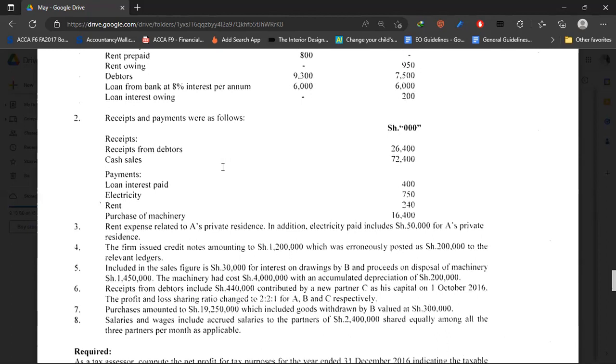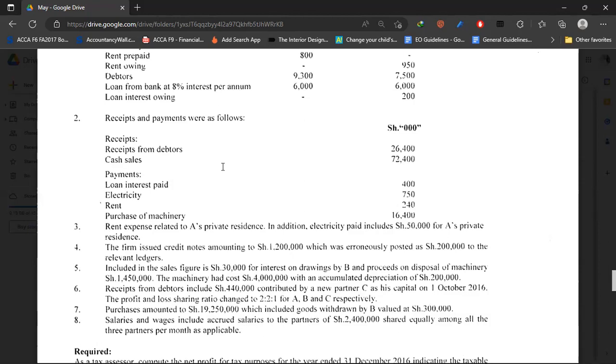4, the firm issued credit notes amounting to 1.2 million shillings, which was erroneously posted as 200,000 to the relevant ledgers. Included in the sales figure is 30,000 shillings for interest on drawings by B and proceeds on disposal of machinery of shillings 1.45 million. The machinery had cost 4 million with an accumulated depreciation of 200,000.